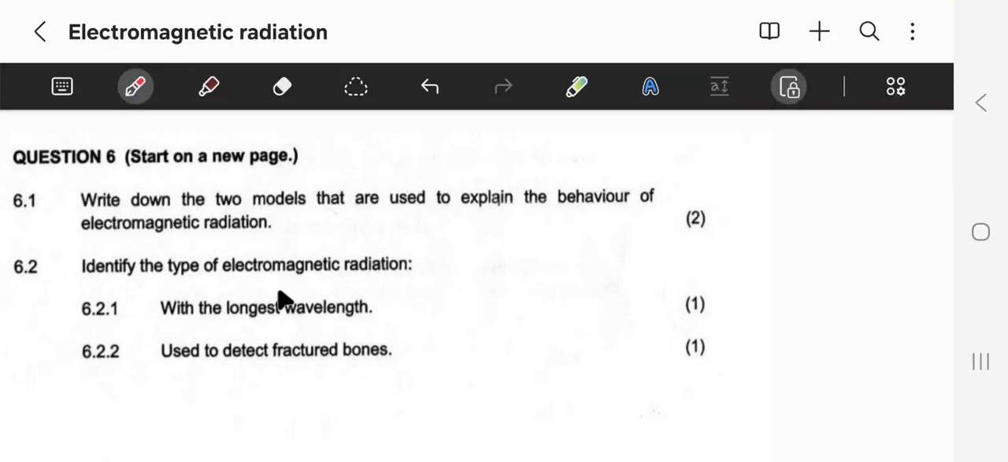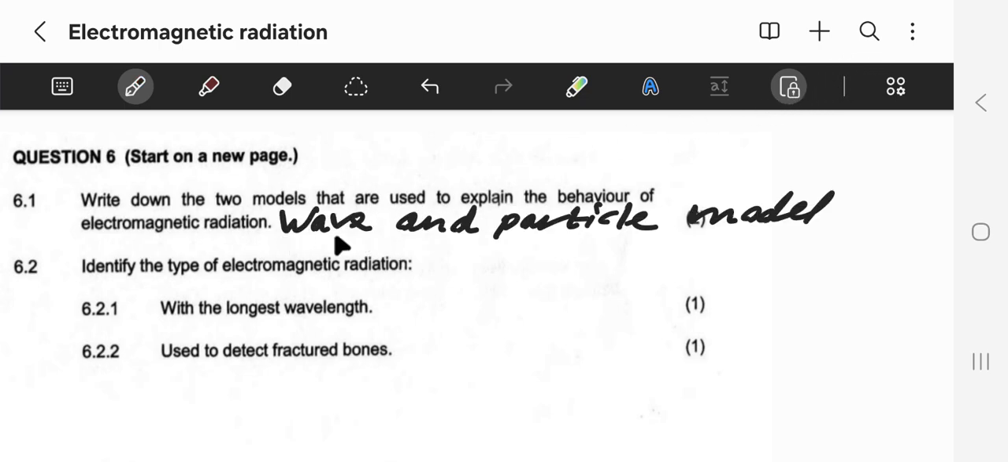So in this video we'll be answering these set of questions, and the first instruction says write down the two models that are used to explain the behavior of electromagnetic radiation. And the answer, guys, is that electromagnetic radiation behaves as a wave model or as a particle model. That's our answer. That's how it behaves. And then 6.2 says identify the type of electromagnetic radiation that has the longest wavelength.